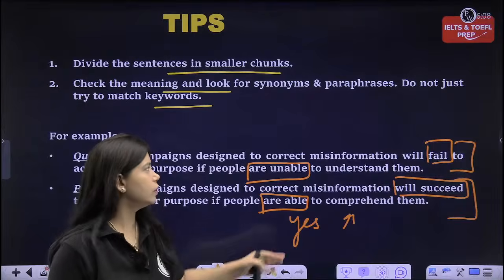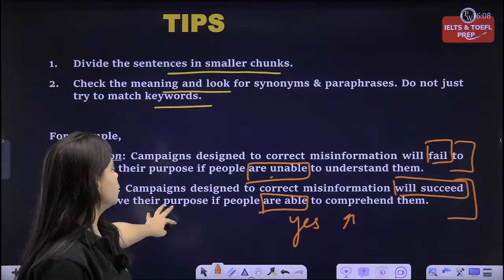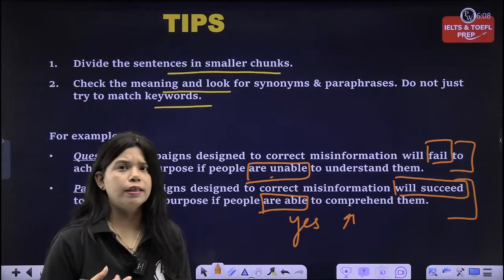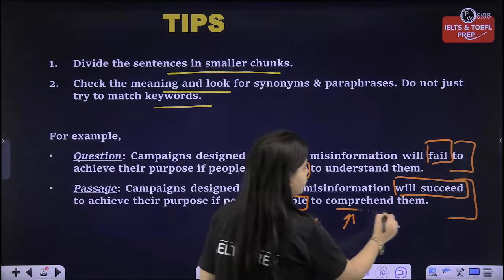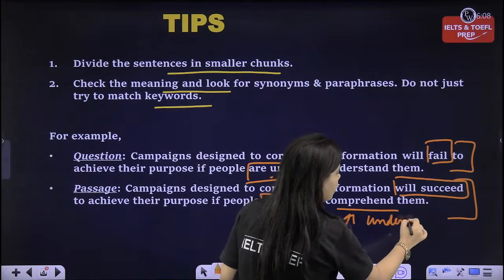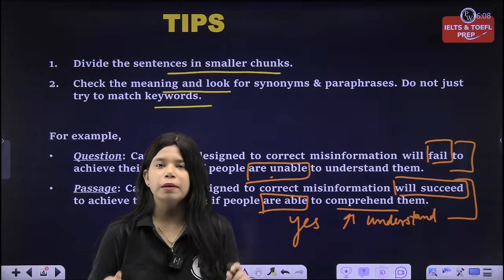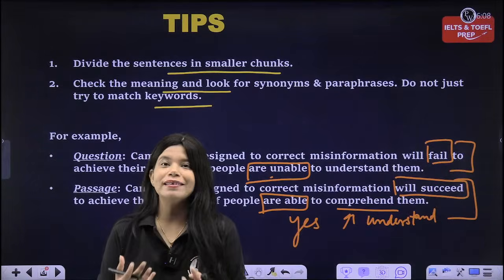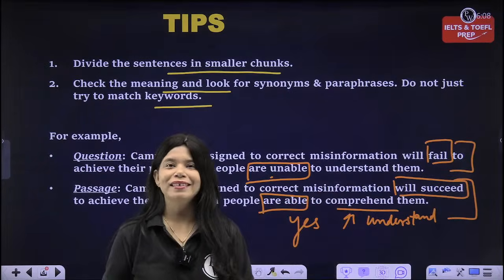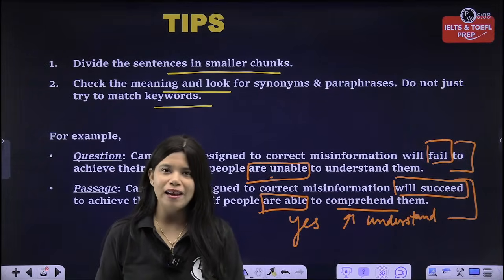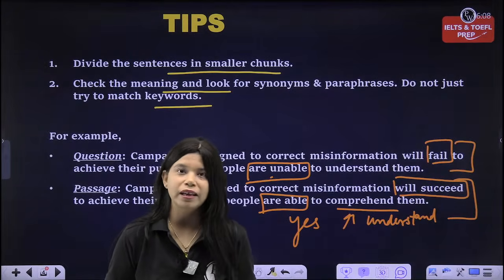That is the information in the question. If people can't understand them, but your passage says that campaigns designed to correct information will succeed if people are able to comprehend them. Comprehend means understand only. In Hindi, if I make you understand, the question says campaigns will fail if people cannot understand, and the passage says campaigns will succeed if people understand. So the meaning is the same even though the words written here are opposite. This is how they trap you, and this is evidence in itself that you need to check the meaning, not the words.